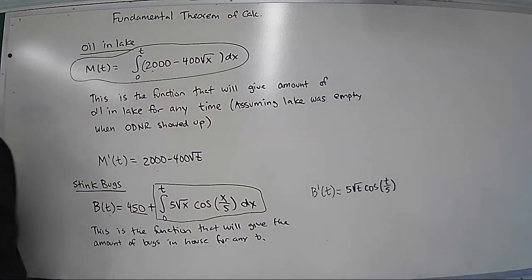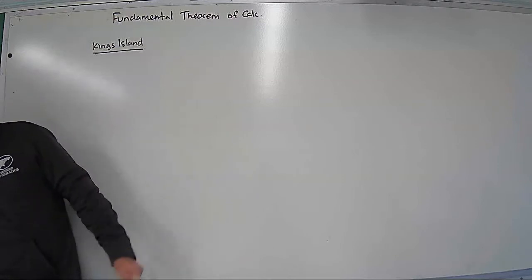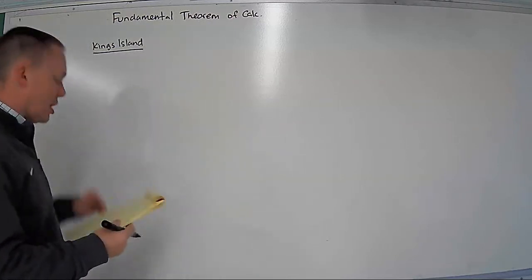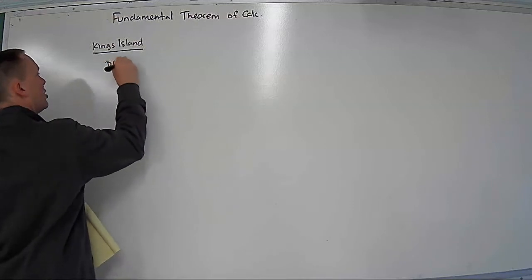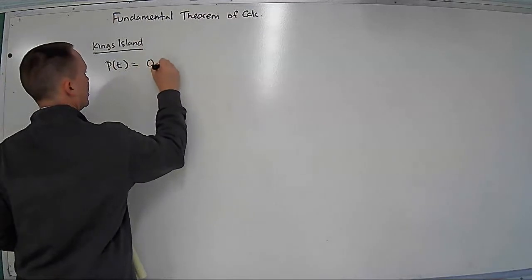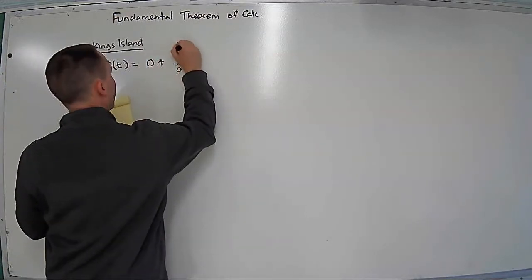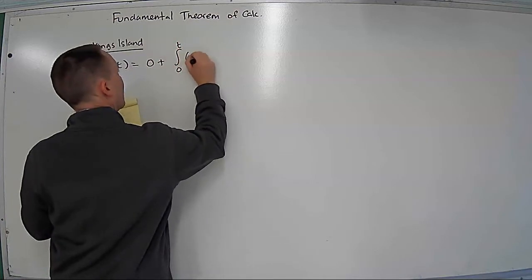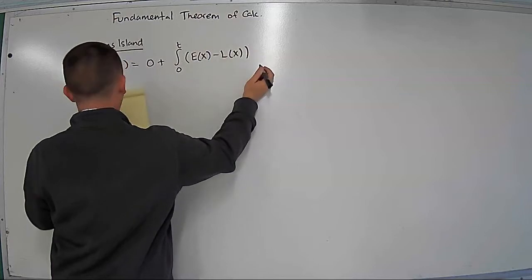Okay, I'm going to pause. So I've got a clean board here. Let's talk about the Kings Island problem. I'm going to write a function here. We never wrote this function with the Kings Island problem, but I'm going to write it. I'm going to put the 0 in. I didn't do that on the oil problem. 0 plus the integral of 0 to t of E of x minus L of x.